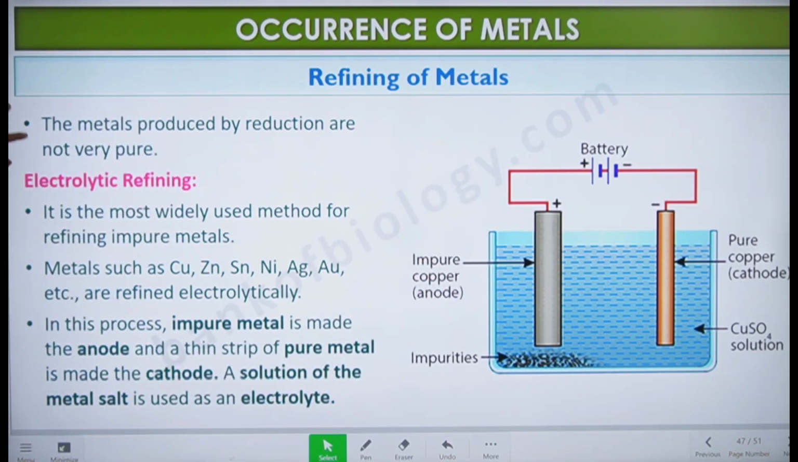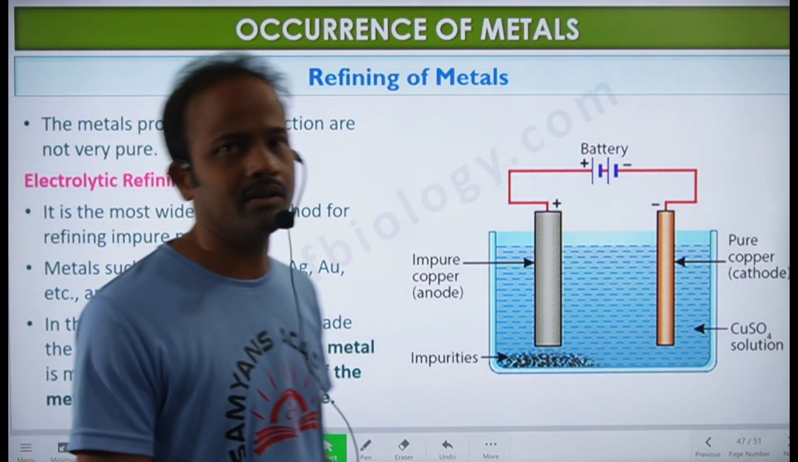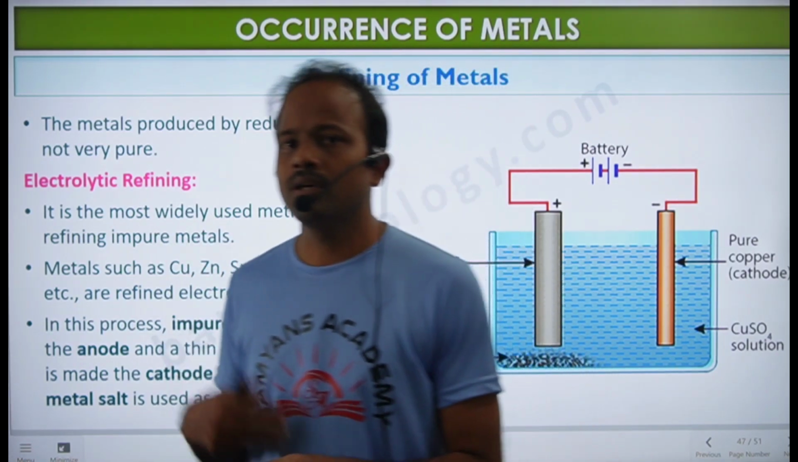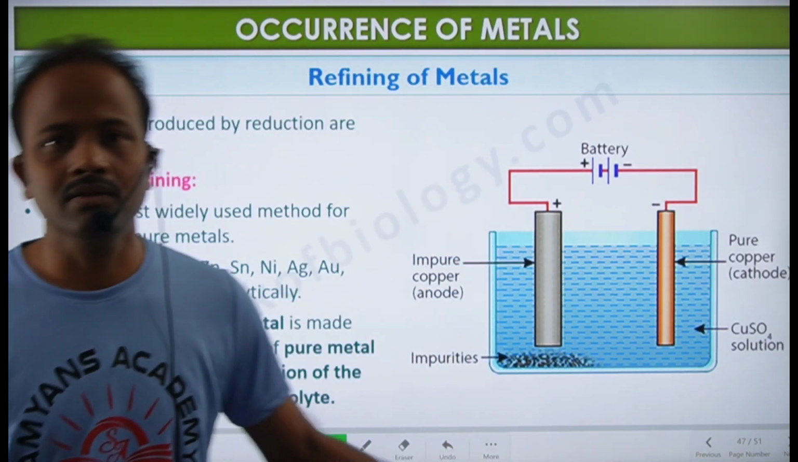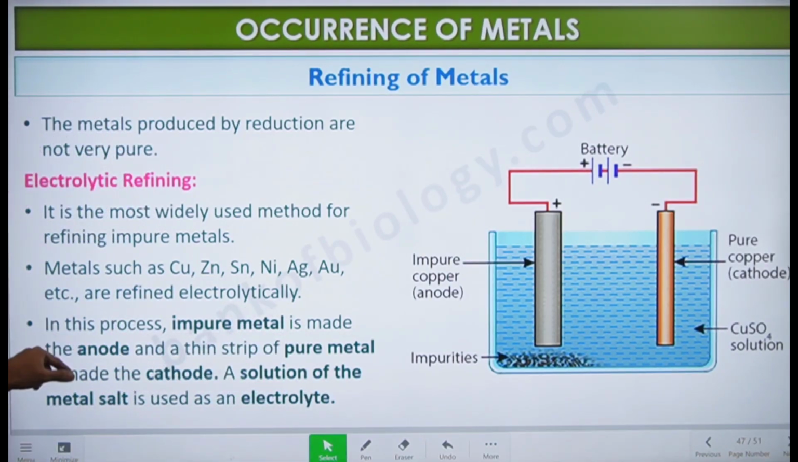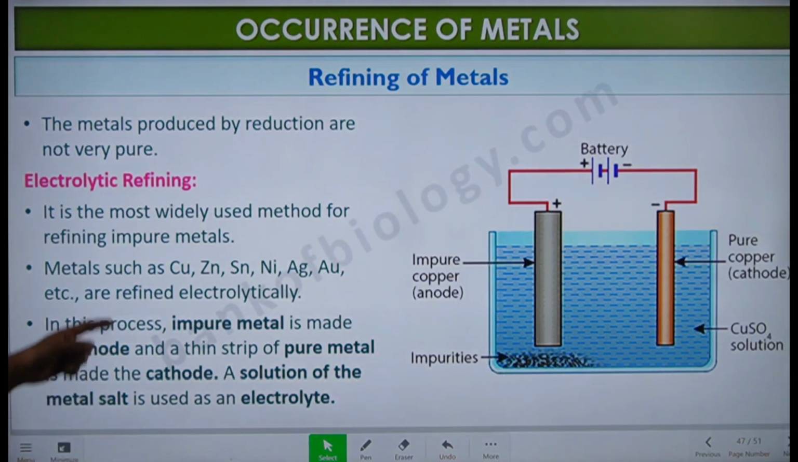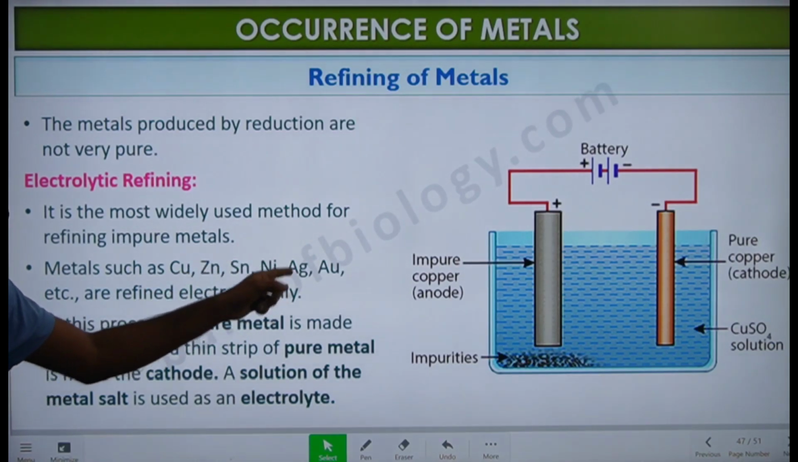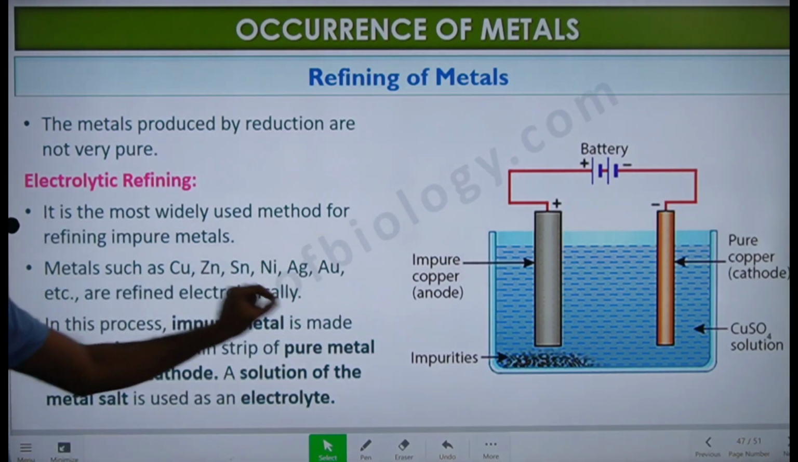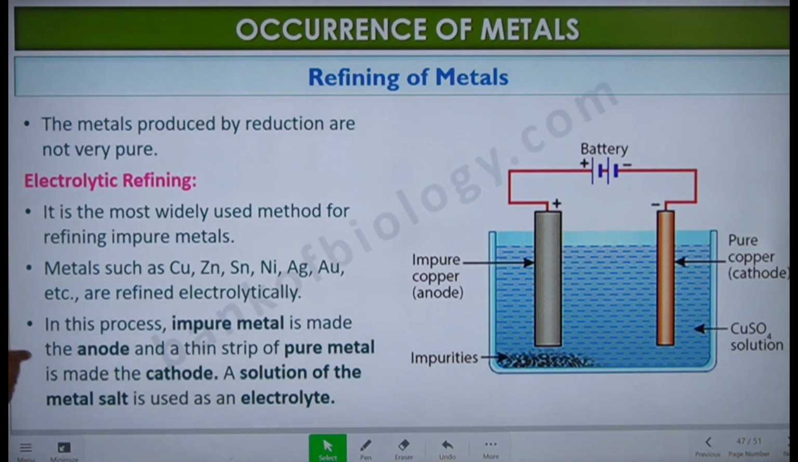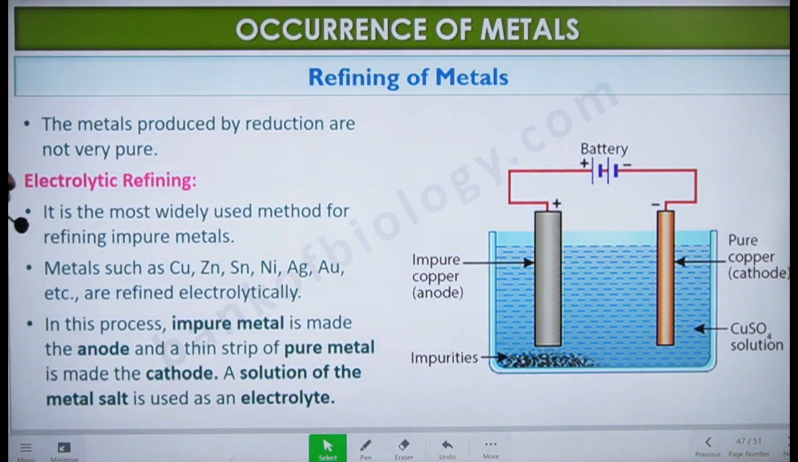The metals produced by reduction are not very pure. By the reduction process we are not getting the pure metal. For further purification, we apply this electrolytic refining process. It is the most widely used method for refining impure metals, right? Metals such as copper, zinc, tin, nickel, silver, gold, etc. are refined electrolytically. In this process, the impure metal is made the anode, and a thin strip of pure metal is made the cathode. A solution of metal salt is used as an electrolyte.